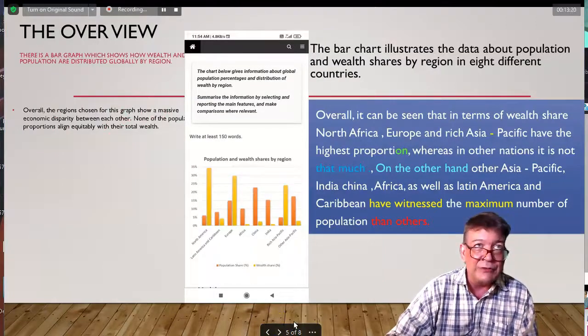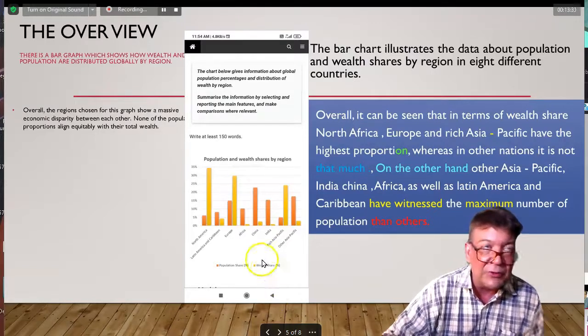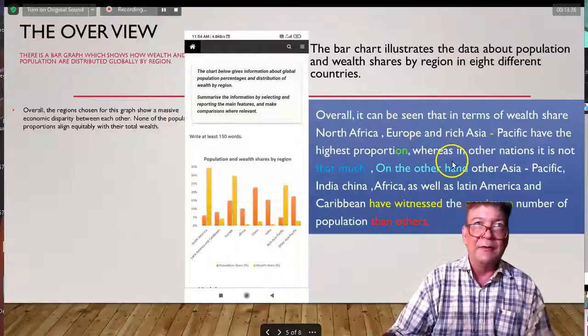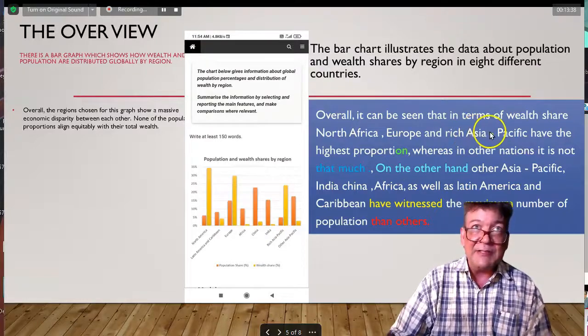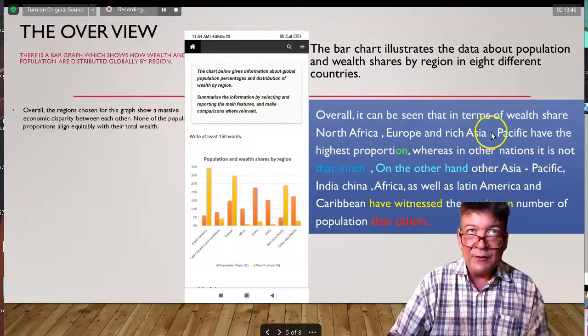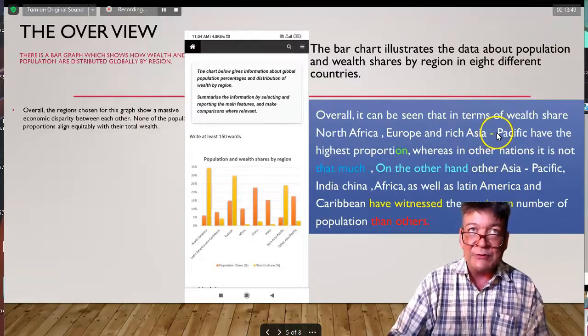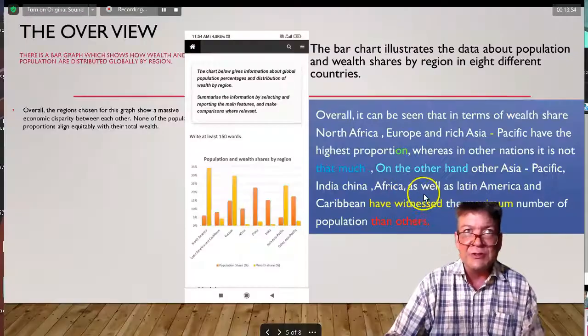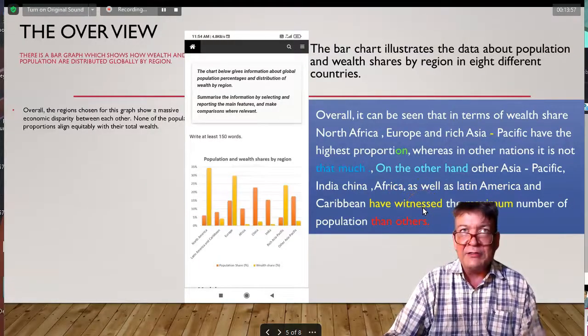Okay, here's your overview. Overall, it can be seen that in terms of wealth share, North Africa? Where's North Africa? That's not on the chart. North America, Europe and rich Asia. Space dash space. No. This is now a dash instead of a hyphen. You can't have those spaces between them. I'm confused. And rich Asia Pacific have the highest proportions, whereas in other nations it is not that much.